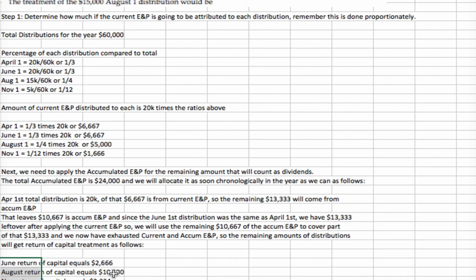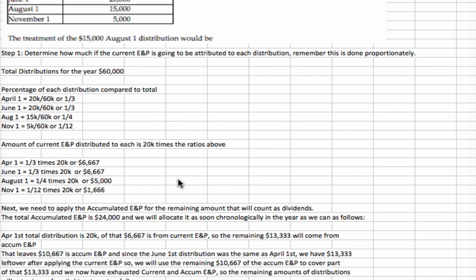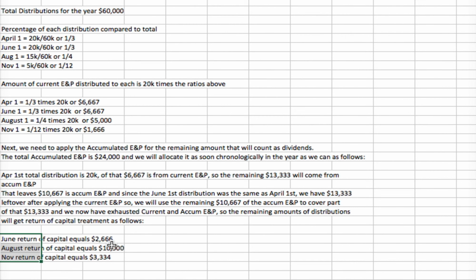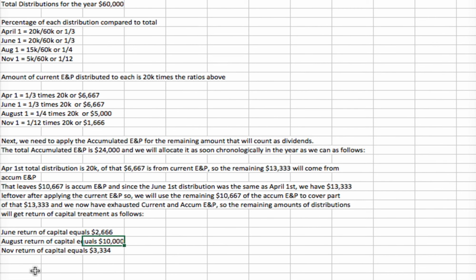Since 10,000 plus 2,666 plus 3,334 totals up to 16,000, that's less than the stockholder's basis in the stock. So all of that will be considered return of capital. If that had been more than the basis in the stock, then whatever was above and beyond the basis would have been treated like a sale, or basically got capital gains treatment. So hopefully that explains it.